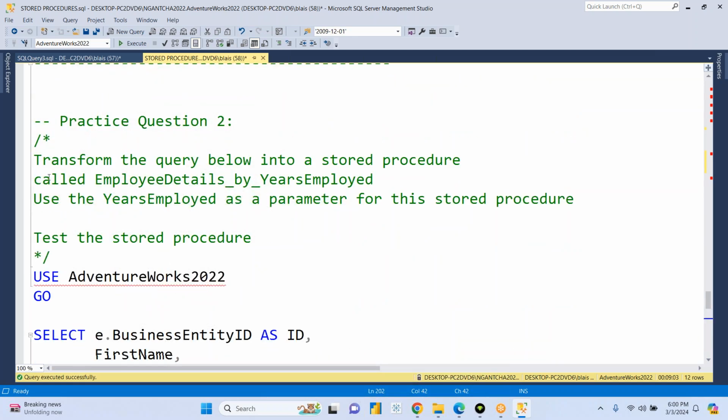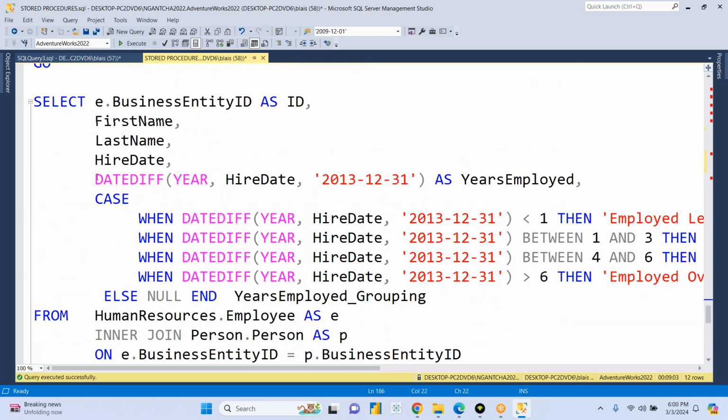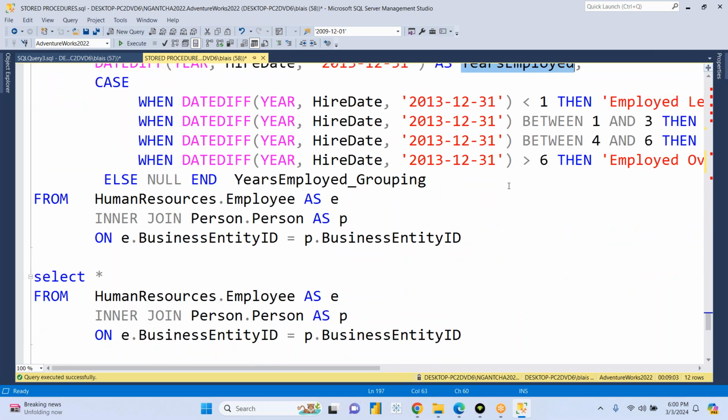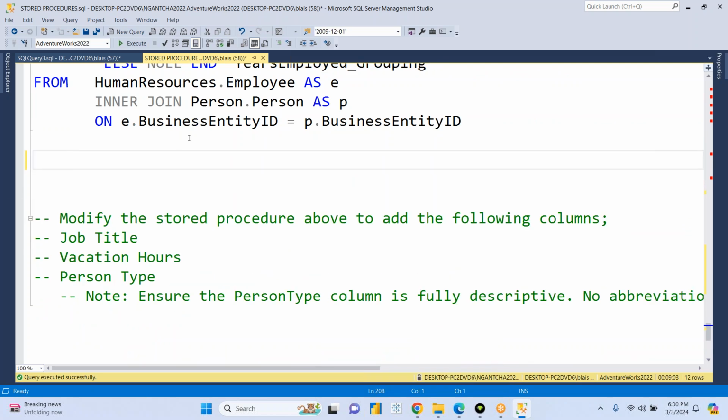You're going to practice this one. Transform this query below into a stored procedure. This is the name of the stored procedure. And while doing this, you have to use the years employed as a parameter for the stored procedure. And please take note that you cannot use an alias in the where clause. So once you specify the query, this part right here is not needed. Let's just kick out this part.